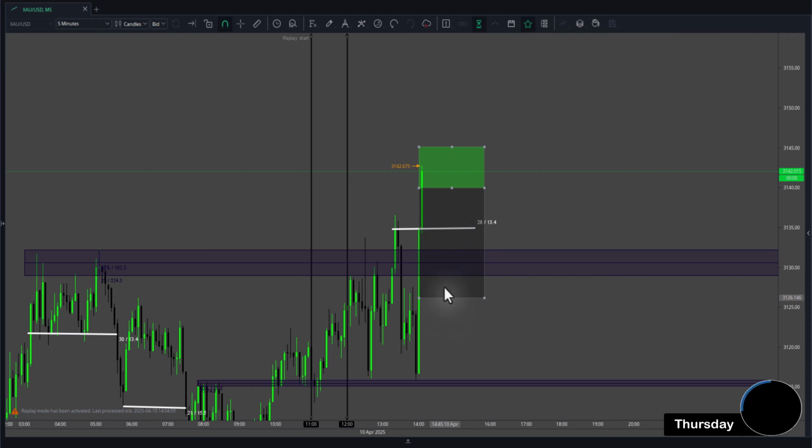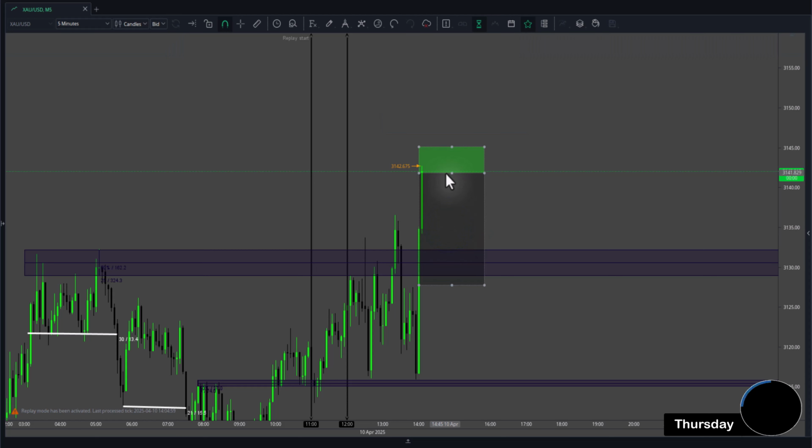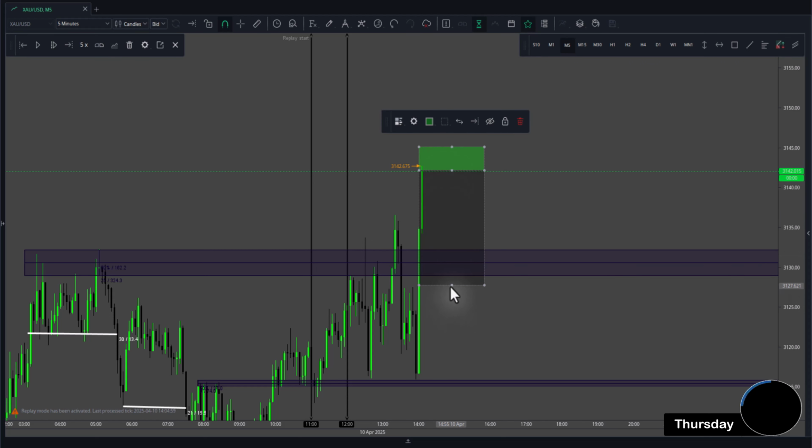So you could have been in a trade right here with your stop loss below this range as usual. You could have been in a trade right here. If you're someone who wanted to just wait for a confirmation when price took out this high right here, you could have also gotten into a trade around this range with your stop loss just being below this level. So you should have had something that looked like this.